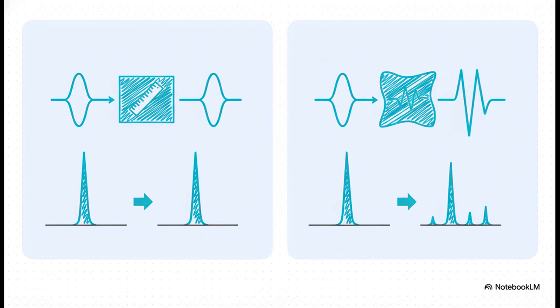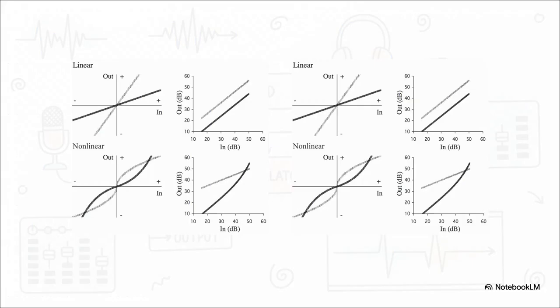Nonlinear systems, they throw that rule right out the window. The output is not a simple multiple of the input, and here's the crazy part, they can create brand new frequencies out of thin air. And this visual just makes it crystal clear. Just look at the shape of the lines. For a linear system, it is a perfectly straight, predictable line. That relationship between input and output never changes. But for a nonlinear system, the line is curved. That means the relationship changes depending on how loud the input is. And that curve, that's where all the magic and sometimes the chaos happens.